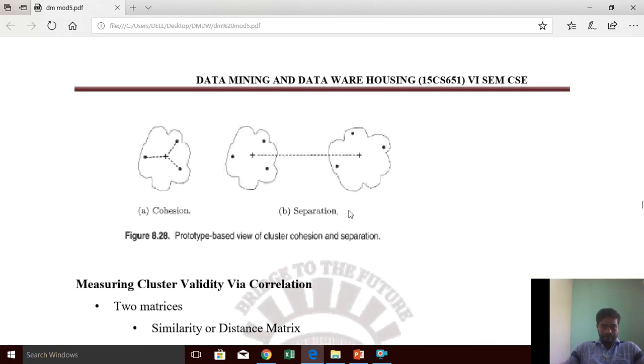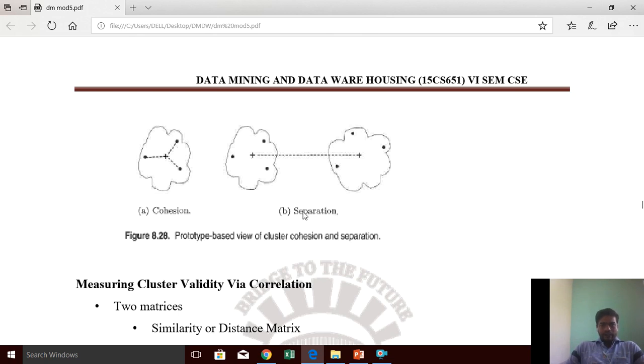So here is the prototype based cohesion. With respect to this center point, I am going to find out how these points are correlated to the center point. In prototype based clustering, what we are doing is checking how these 3 points are closely connected with respect to the center point.